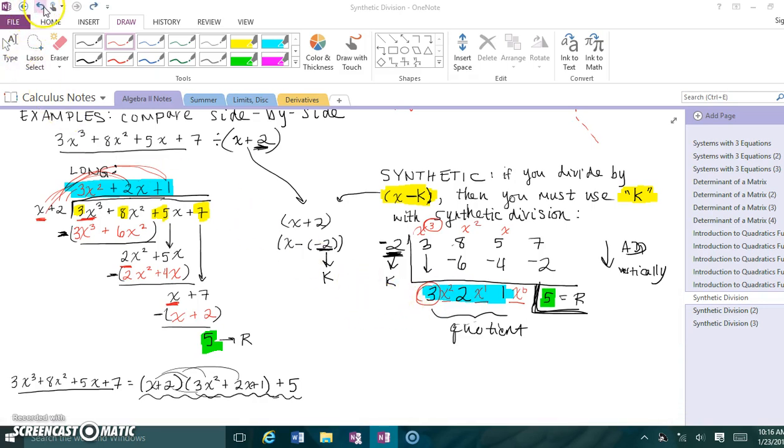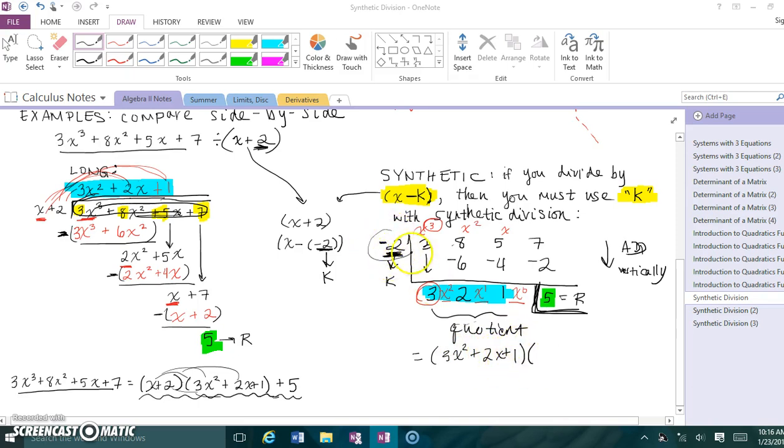So now you have to write it out so you still have your summary statement. So my original, which was this, I'm not going to rewrite that. That equals 3x squared plus 2x plus 1 times what I divided by. So make this look like a factor again.